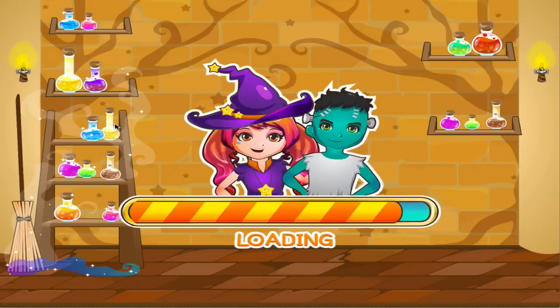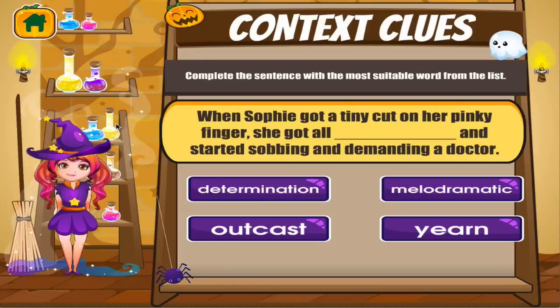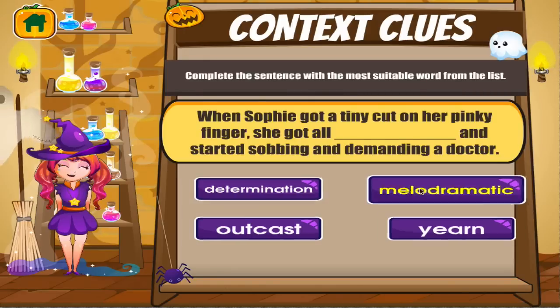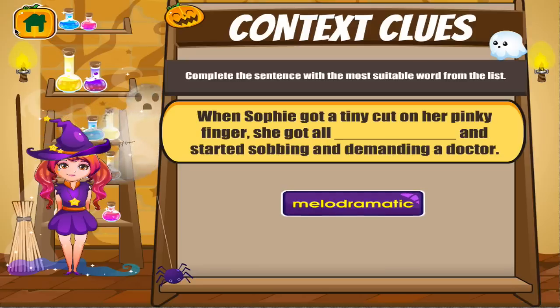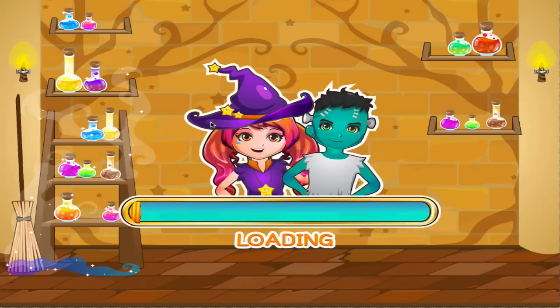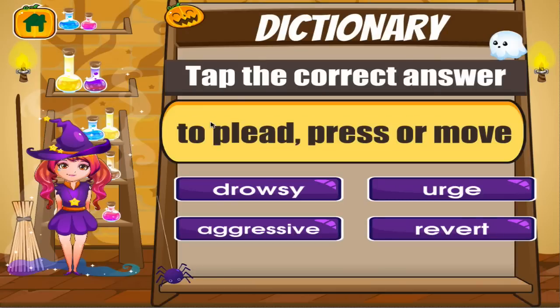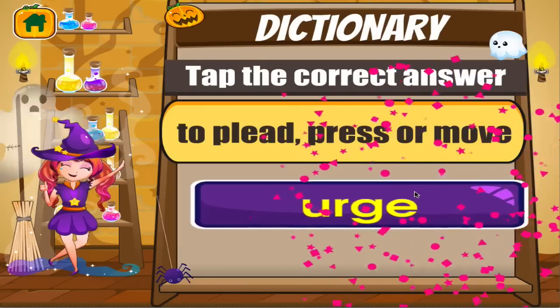Context clues. Tap the correct answer. Terrific! Dictionary. Tap the correct answer. Not that one. Good work!